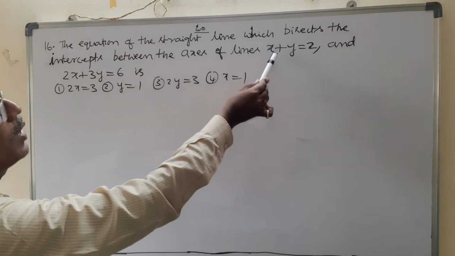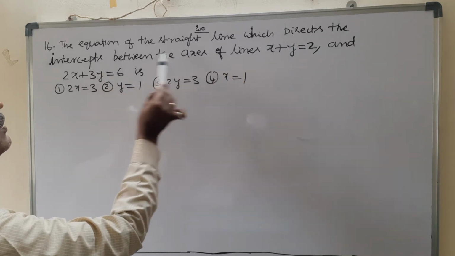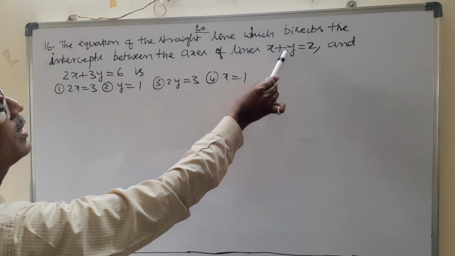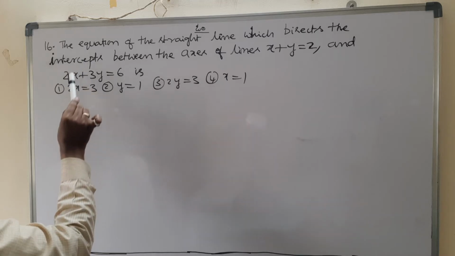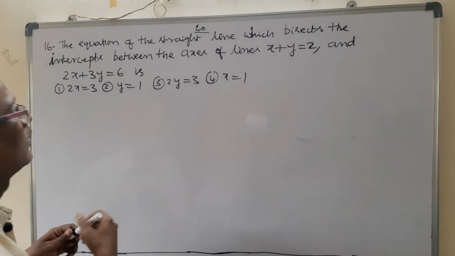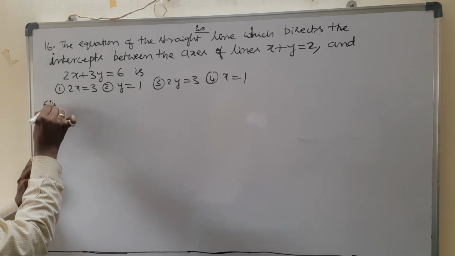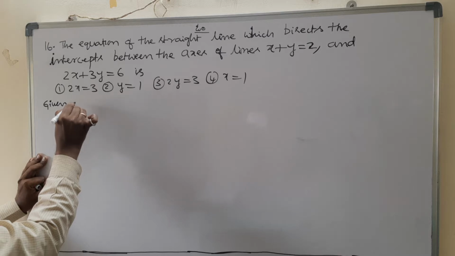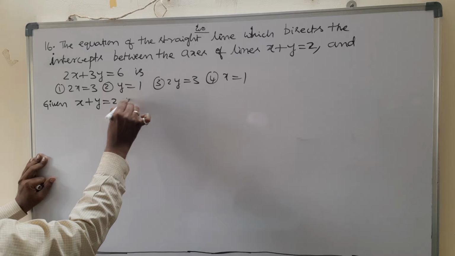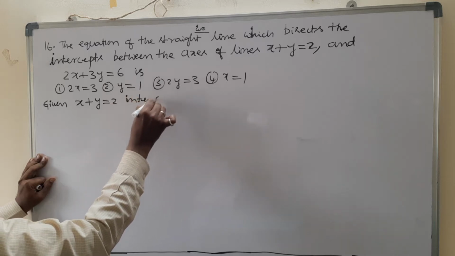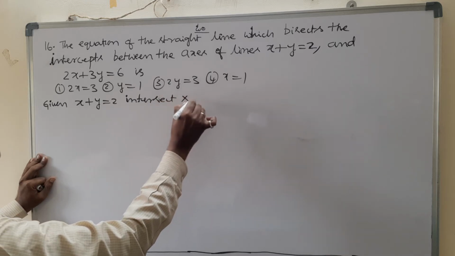Here two lines are given, x plus y equal to 2. We need the intercepts between the axes of the two lines. The first line intersects the x-axis and y-axis, and the second line also intersects the x-axis and y-axis. Here given x plus y equal to 2 intersects the x-axis.